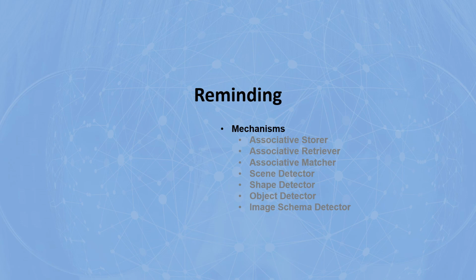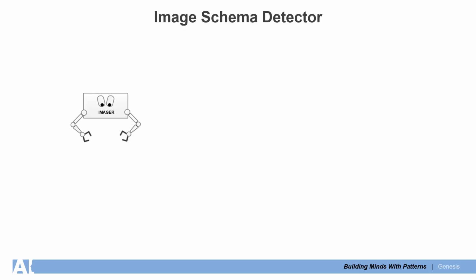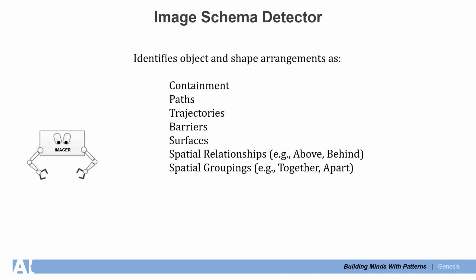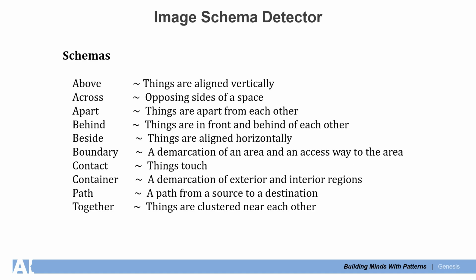Image schemas were created by Mark Johnson. The image schema detector looks at arrangements of objects or arrangements of shapes and identifies spatial relationships within the arrangement. A detection request comes from the perceiver. The detector identifies object and shape arrangements as containment, paths, trajectories, barriers, surfaces, spatial relationships, spatial groupings. Some specific schemas detected are above, across, apart, behind, beside, boundary, contact, container, path, or together.